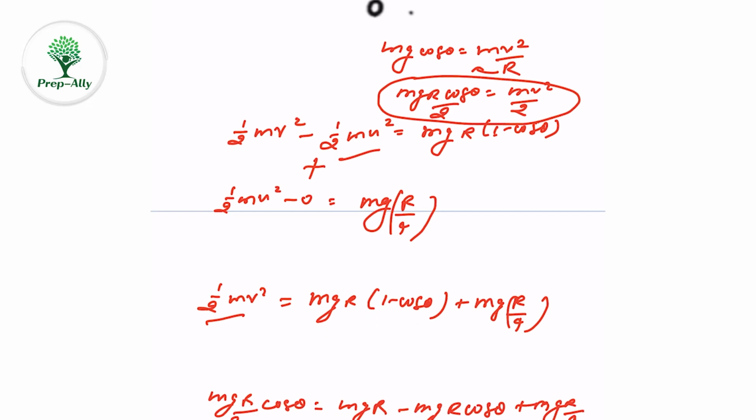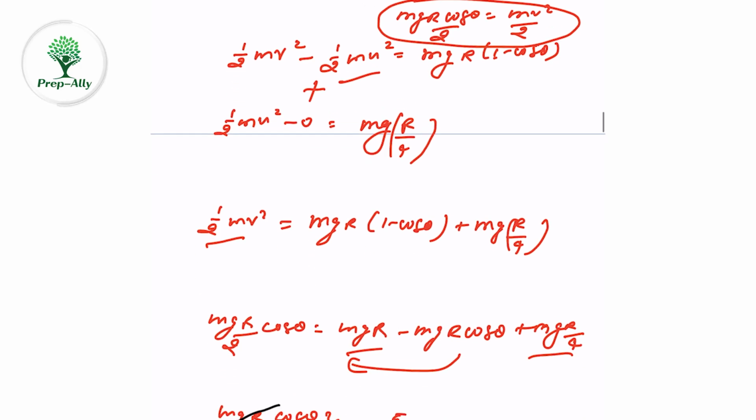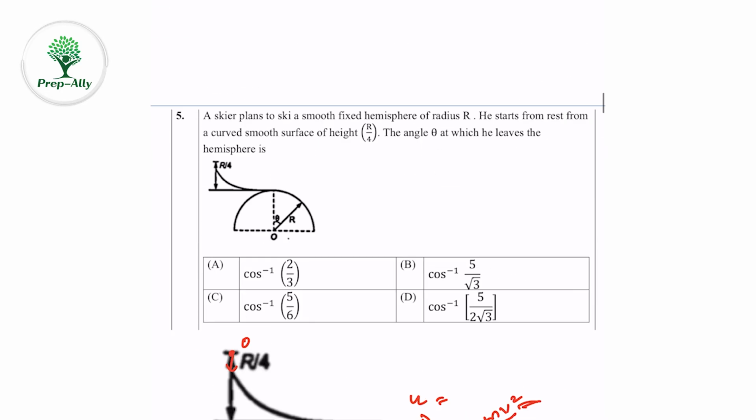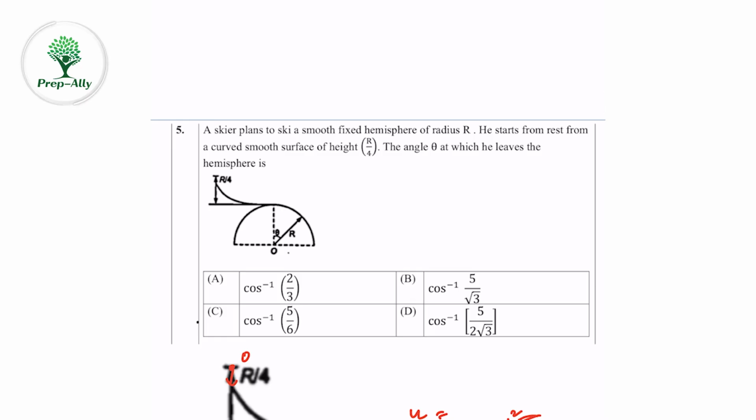This cos theta will come here, we'll have mgr cos theta times 3 by 2, and this will be equal to mgr plus mgr by 4, which is 5 by 4 mgr. Now mgr gone, this 2 gone, this 3 will go there. We'll have cos theta is equal to 5 by 6. Theta will be equal to cos inverse of 5 by 6. If we see our options, cos inverse of 5 by 6 is available in option C. So C will be the answer, and this is how you can solve these types of questions.